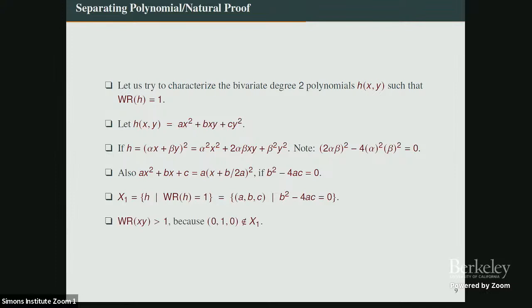How does this help? You can prove that the Waring rank of xy is greater than 1, because xy is (0, 1, 0), and (0, 1, 0) is not in the set of Waring rank 1, because 1 square minus 4 times 0 is non-zero. So it's a way of proving that xy does not have Waring rank 1. Okay, so you can define these things.